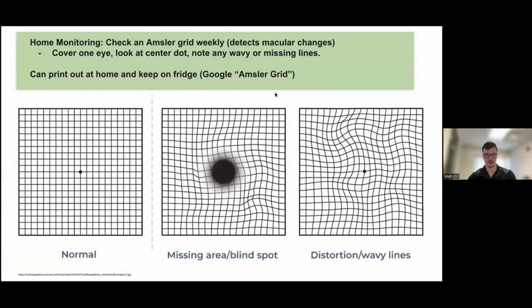This is something called an Amsler grid, and you can print this out. Just Google Amsler grid and keep it on the fridge or something. But basically, this can help to see if you have any change in your vision. So on the left, we would see, hopefully it looks normal to you guys.